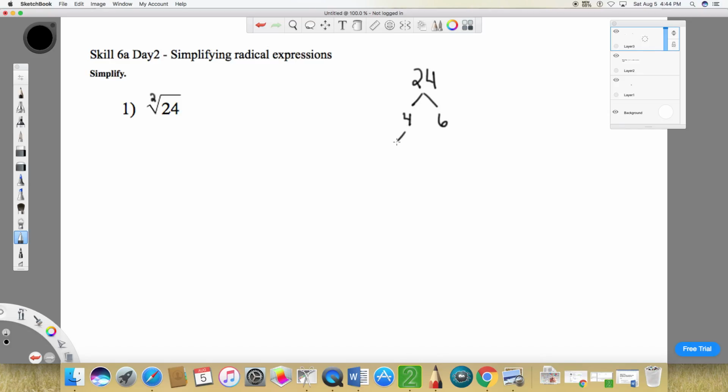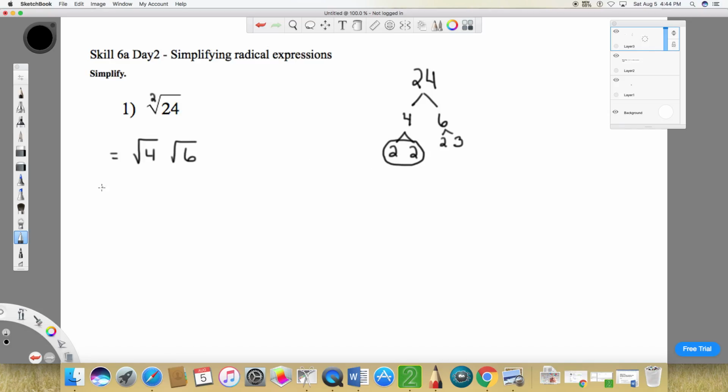And 4 breaks down to 2 times 2. See, 4 is a perfect square, so we found a pair, and when you have a square root, that's what you're looking for, a group of 2. Now, the 6, yes, it breaks down, but we don't have a group of 2. Now, we have a property of square roots that allows us to break apart the multiplication, so the square root of 24 is the same thing as the square root of 4 times the square root of 6.